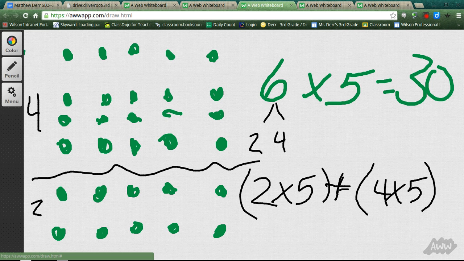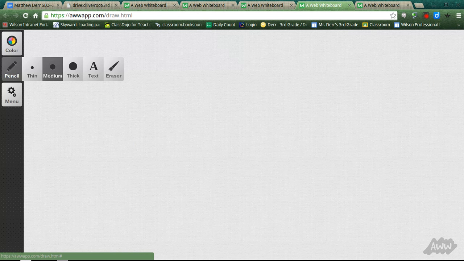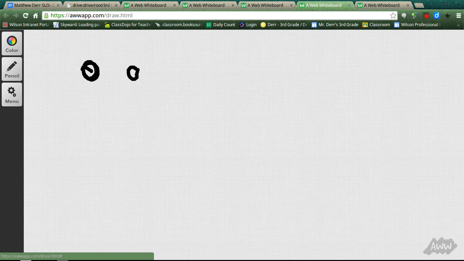And 2 times 5, real quick, what is it? 2 5s? That's right, that's 10. And 4 times 5 is 20. 10 plus 20 gets you that 30. Now, what if I said, here's my array. Figure out what array I'm making.